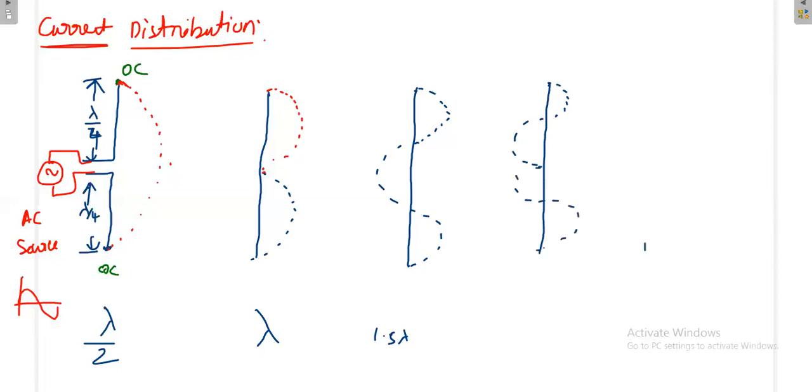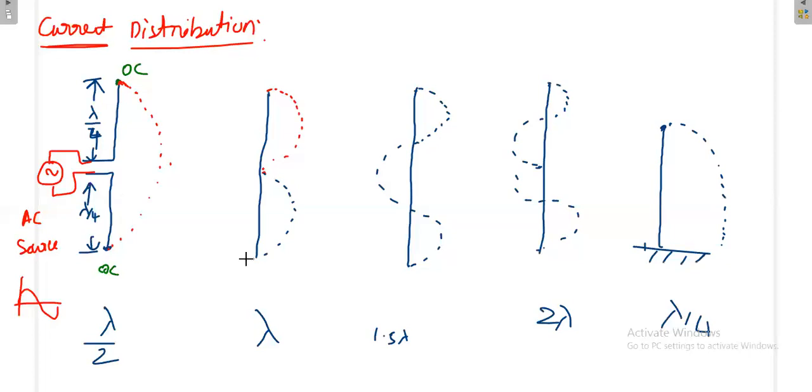And this is for 2 lambda, and this is for lambda by 4 line. If we take a lambda by 4 line, you will get only half the portion of a lambda by 2 antenna. Once you have only half the portion, you will get half the current distribution. So you'll get a current distribution like this for a lambda by 4 antenna.